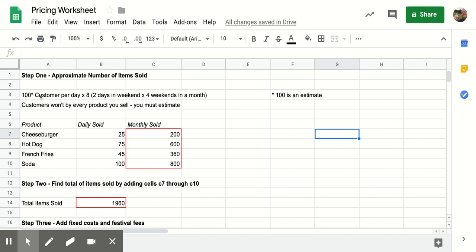Okay, so we're saying we're going to have 100 customers per day. All right, and we're going to multiply that by 8. The reason we do that, there's 2 days in a weekend, and there's 4 weekends in a month.